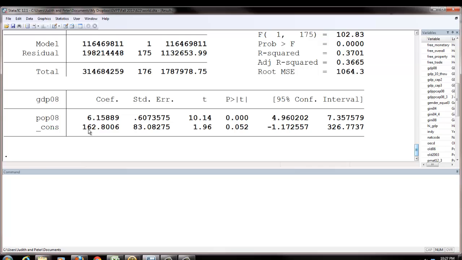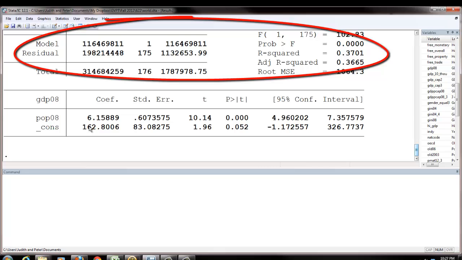Okay, that's it for now. In the next video, we'll go over the other components of the regression output.